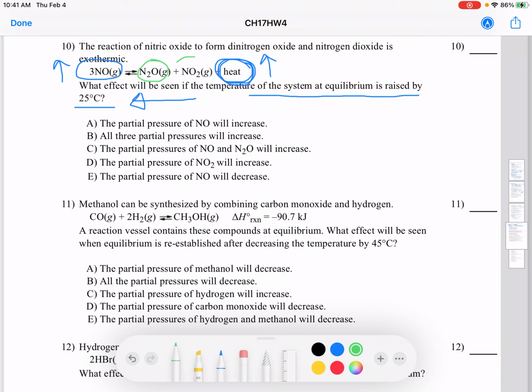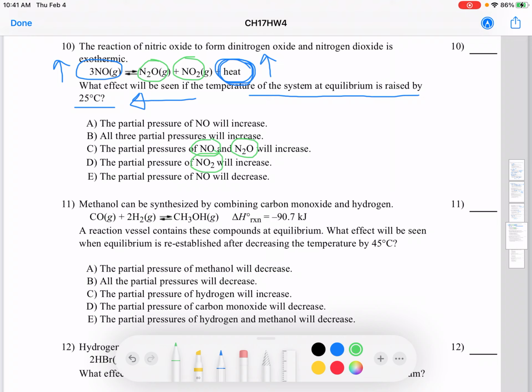N2O and NO2 are going to decrease, right? Because they are going to be used up. So "all three partial pressures will increase" is not correct. And then, the partial pressure of NO and N2O will increase. Yes, NO will increase, but N2O will not increase. This would decrease.